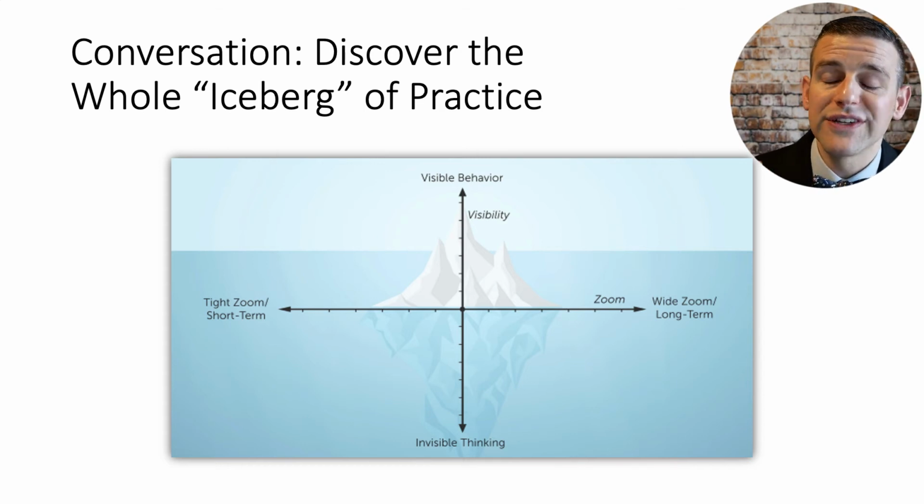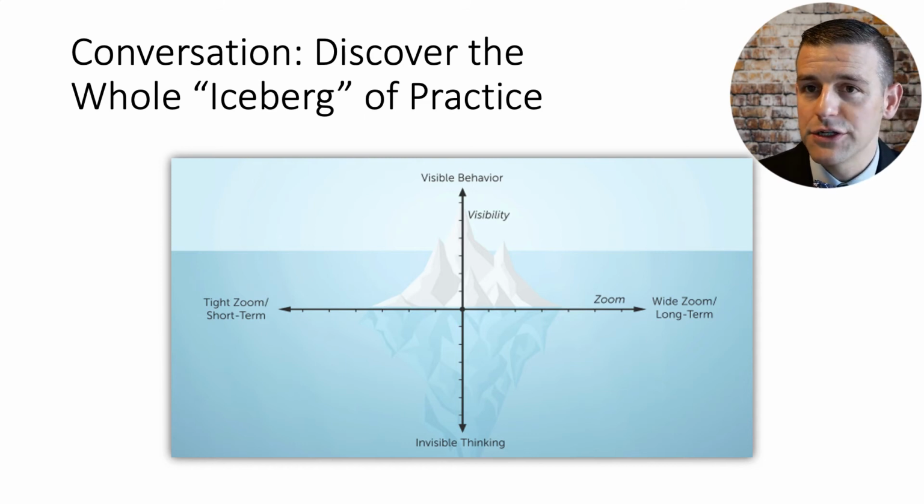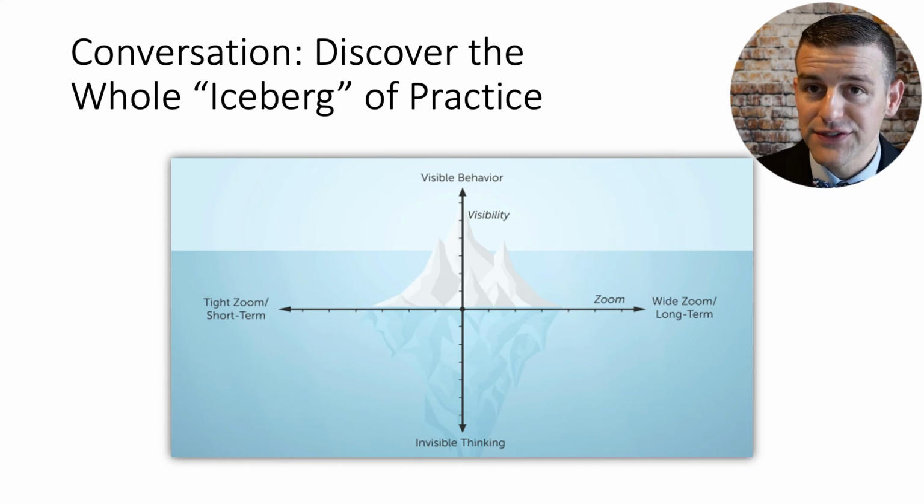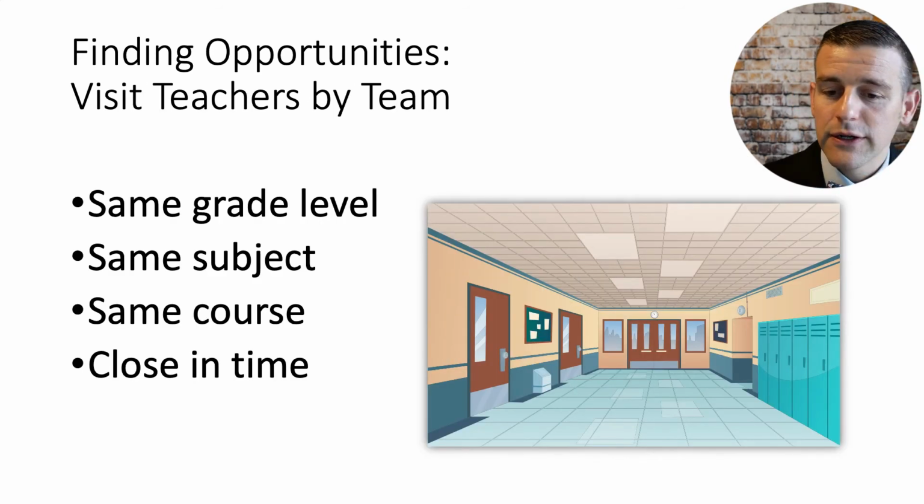And we have to be okay with some of them not being visible to us. If we really want to understand teacher practice, if we really want to align our expectations for teaching and learning, we've got to accept the reality that not everything is going to be easy for us to observe. So how can we really get a sense of what's going on and what needs to be in those shared expectations? One place you can look for opportunities is in multiple teachers' classrooms who teach either the same grade level, the same subject, the same course, back to back.